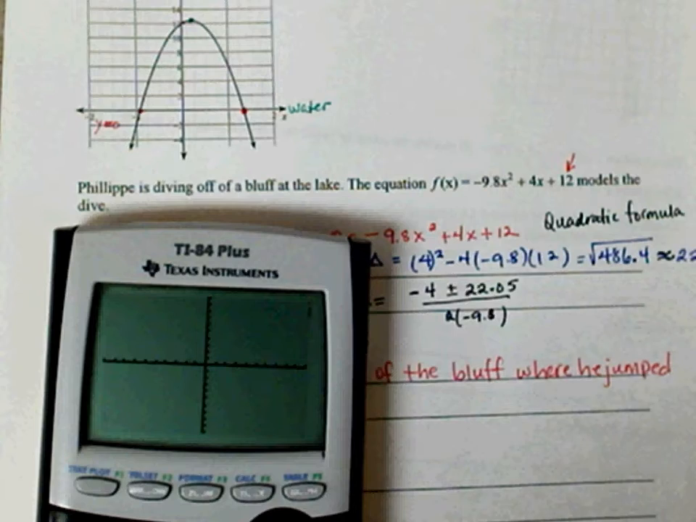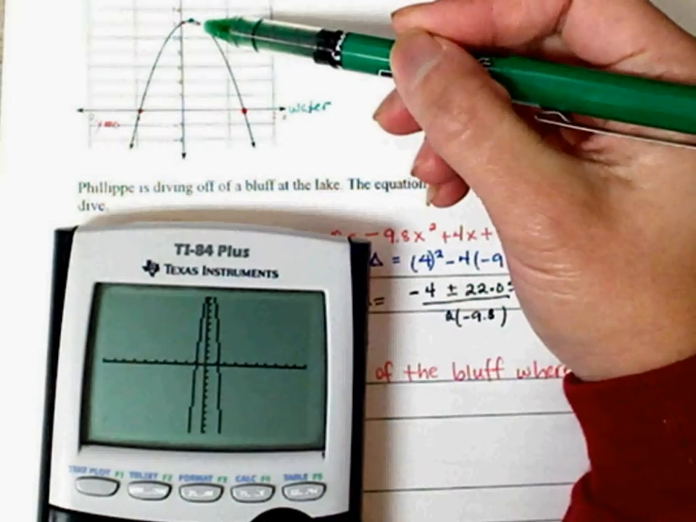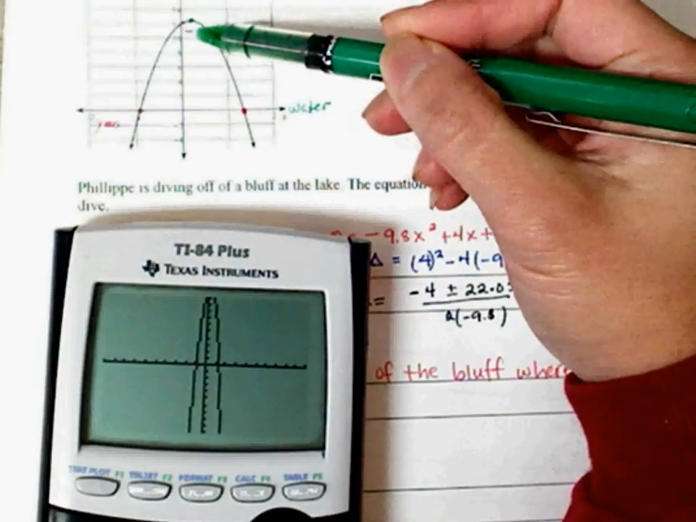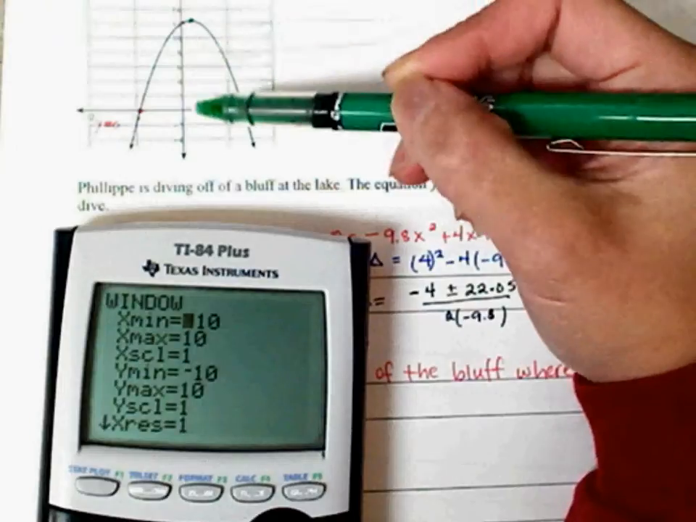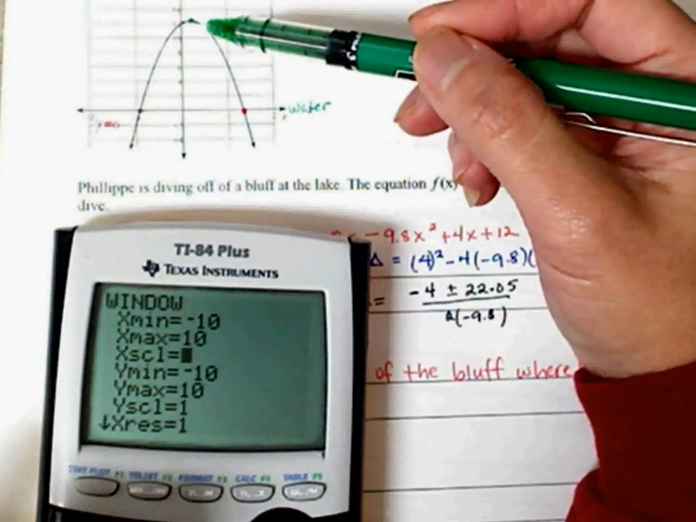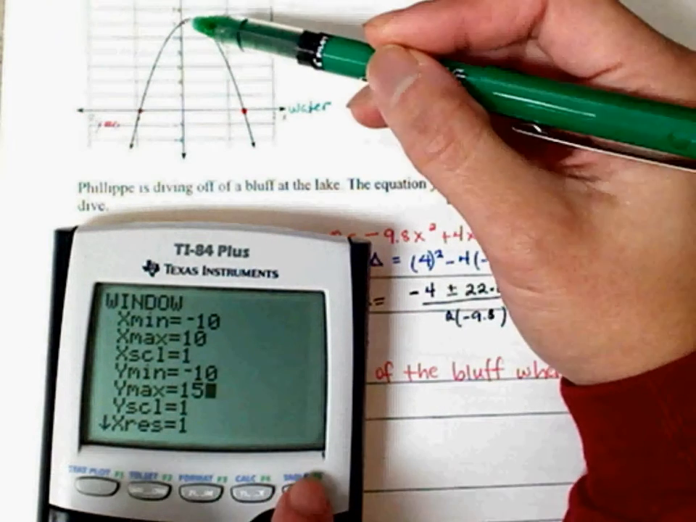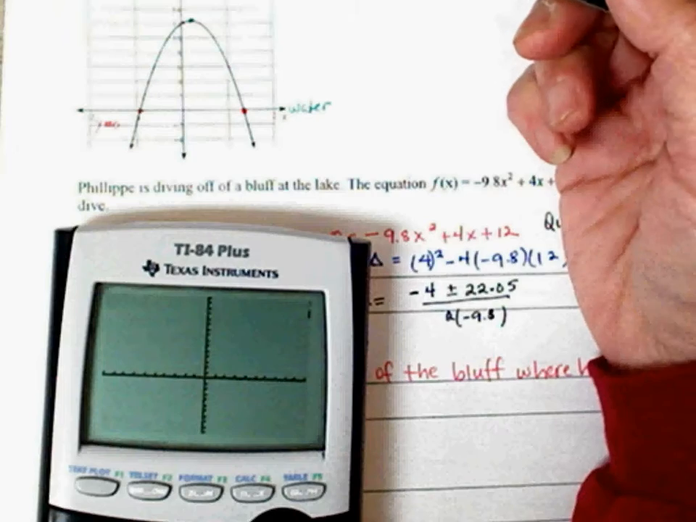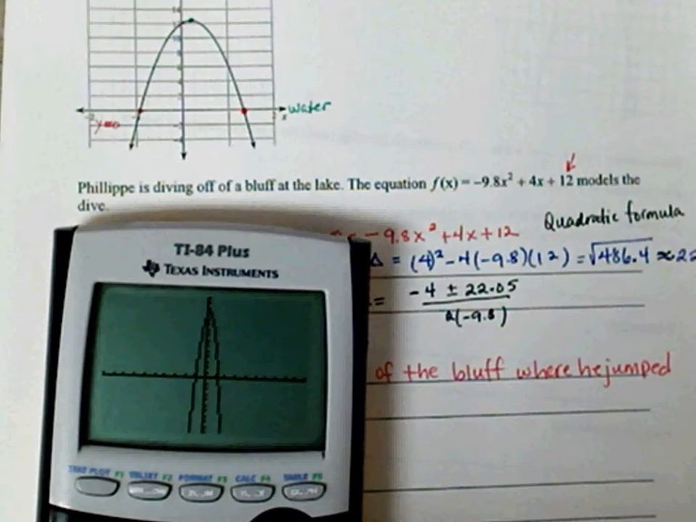And you can hit graph if you like. Now notice it doesn't show everything. It doesn't show my maximum and all that because my maximum is above a 10, and right now I have it at a 10. You can go to your window and change your Y max. Your Y max right now is at 10. What if I were to change that to a 15? Okay, see how it's a little above 12? And now you should see everything. There you go. So your maximum's right there.